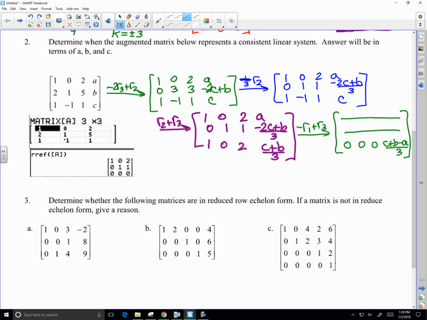All right, and so the answer would be in terms of a, b, and c. Yeah, so I just need that quantity to be equal to 0. So c plus b minus a over 3 needs to be equal to 0. Otherwise, there'll be a pivot in the last column, which I don't want. Cross multiply, I get c plus b minus a equals 0. So anything that satisfies this equation would give us a consistent system.